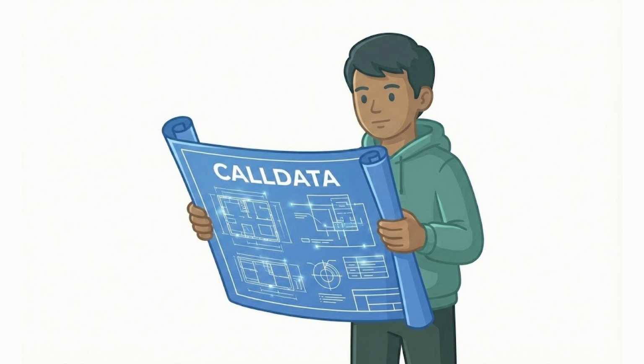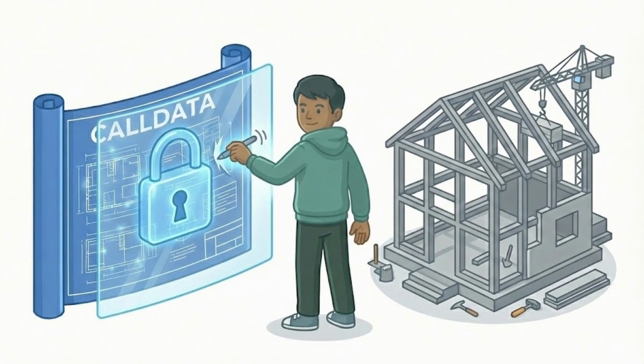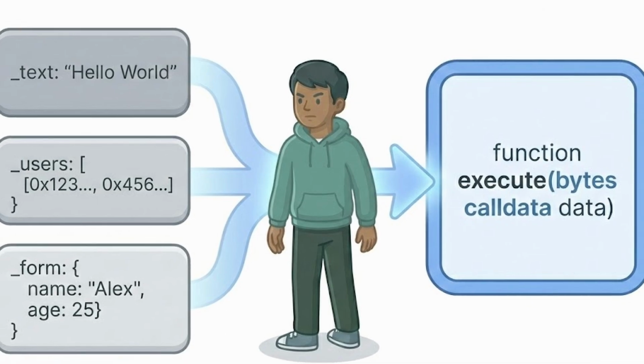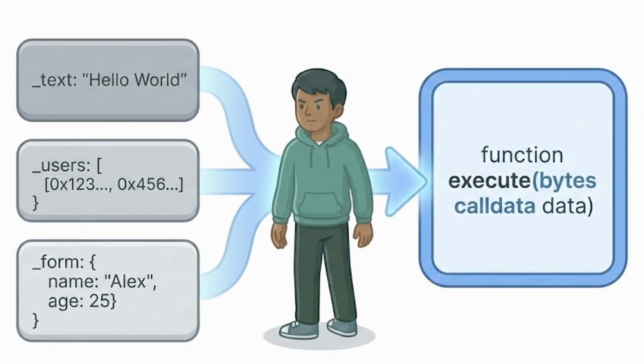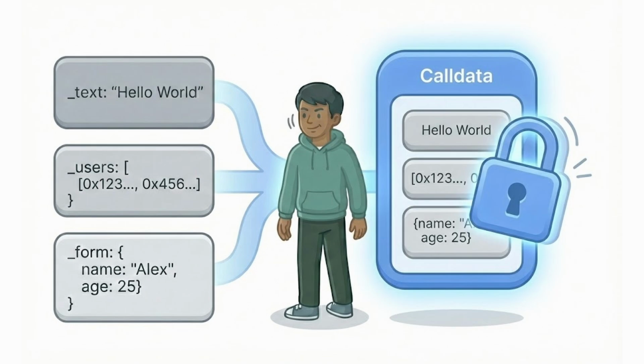You can look at the blueprint, you can read it, you can use it to build the house, but you cannot grab a pen and change it. Calldata is read-only. When you pass data into a smart contract function, like a long string, an address list, or user input, the data arrives as Calldata by default.